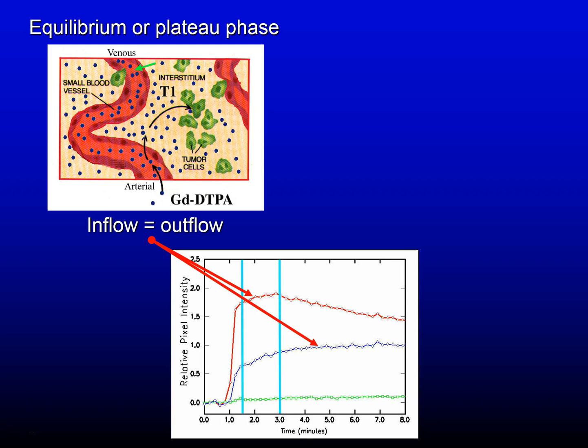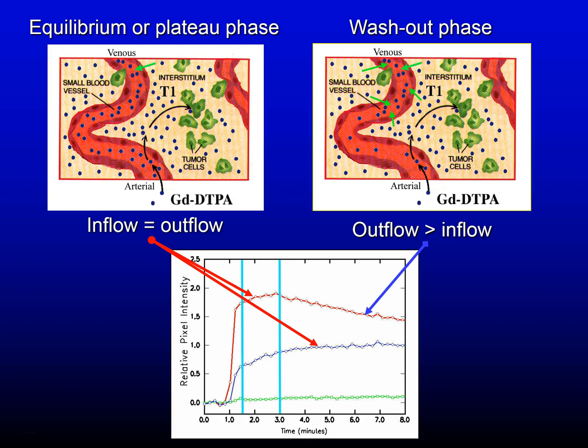The equilibrium phase occurs when the flow into the extracellular space occurs at the same rate as the rate at which the contrast agent goes from the extracellular space into the vascular space, and the washout phase occurs because there is less delivery to the extracellular space and a lot more of the contrast agent is washing out towards the end of the experiment, leading to this washout.